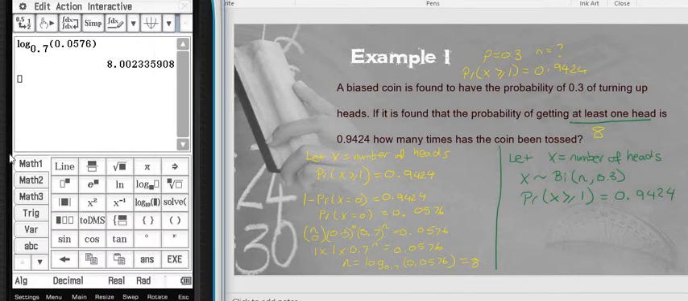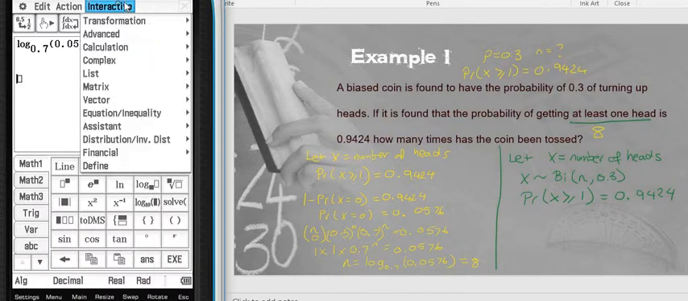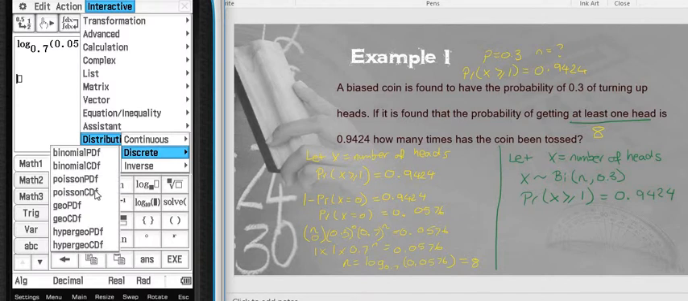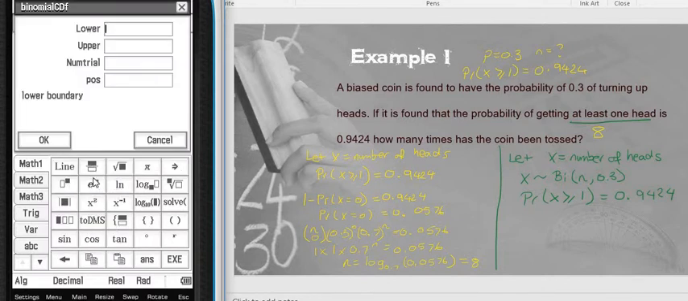There's two ways to find this. If you're just in the interactive menu, sometimes this is easier because we can find distribution, discrete, binomial CDF. Our lowest value, our smallest value is this value here, 1. Let's leave our upper value for a minute. Our number of trials, this is what we're trying to find out, so I'm just going to call it x. Don't know why it's a capital, but we're just going to call it x. Our probability of success is 0.3.